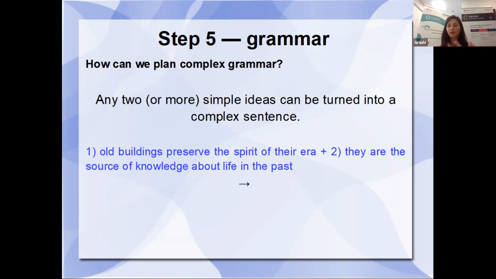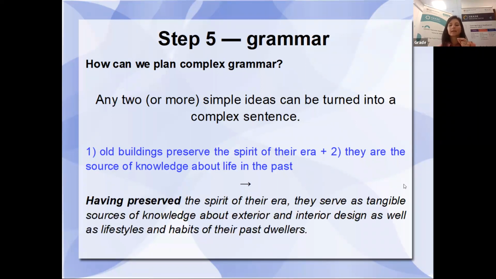Because, so reason. Because not only is a nice idea in terms of grammar, but basically preserving the spirit of the era and being a source of knowledge about life in the past is like cause and effect, not exactly one thing and then additionally on top of that another thing. So this is a suggestion. Having preserved the spirit of the era, these buildings serve as tangible sources of knowledge.